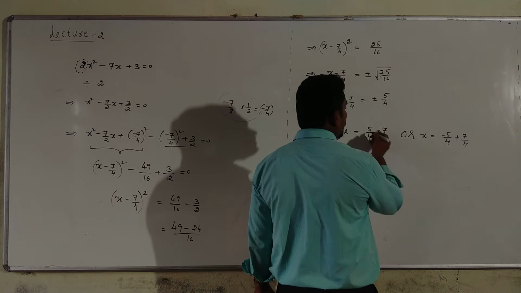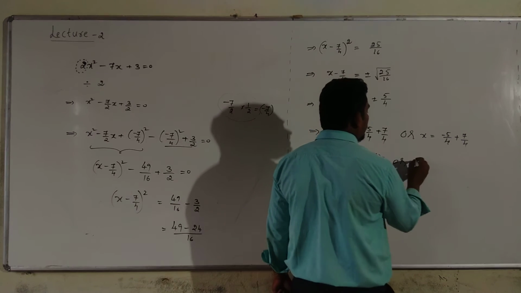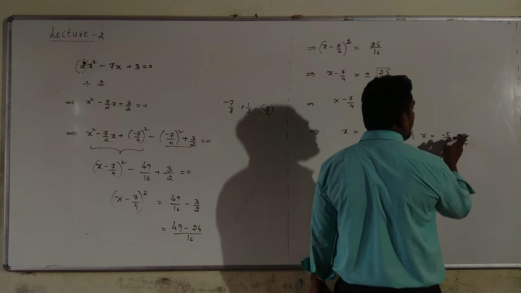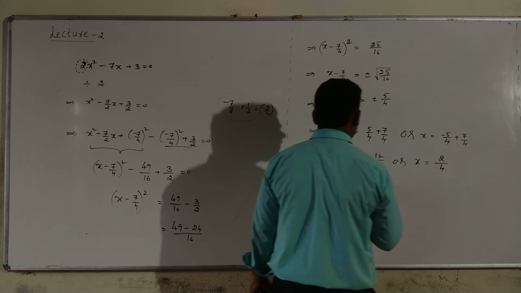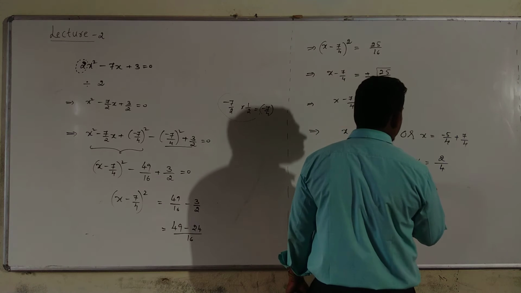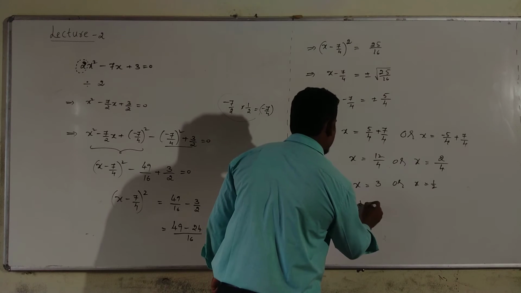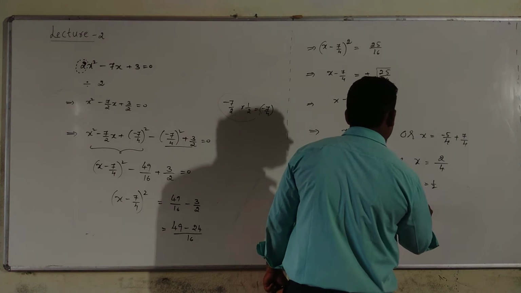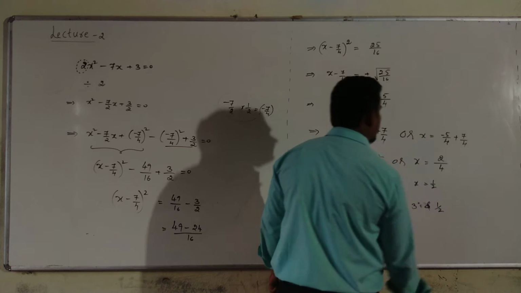Now, x equals 12 by 4 or x equals 2 divided by 4. Therefore, x equals 3 or x equals 1 by 2. Therefore, the required roots are 3 and 1 by 2.